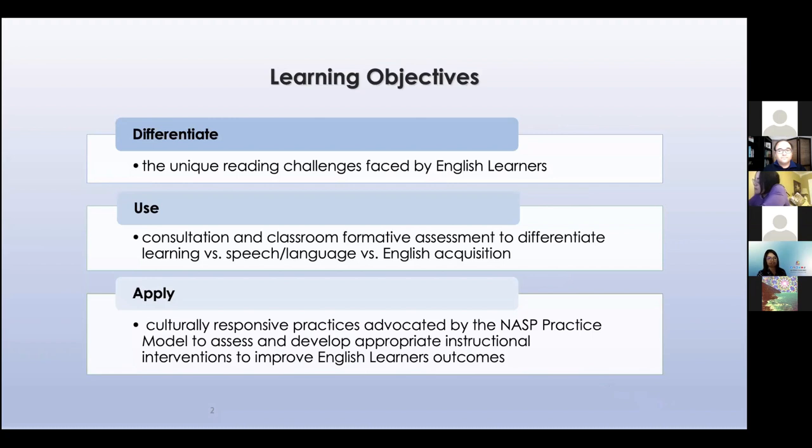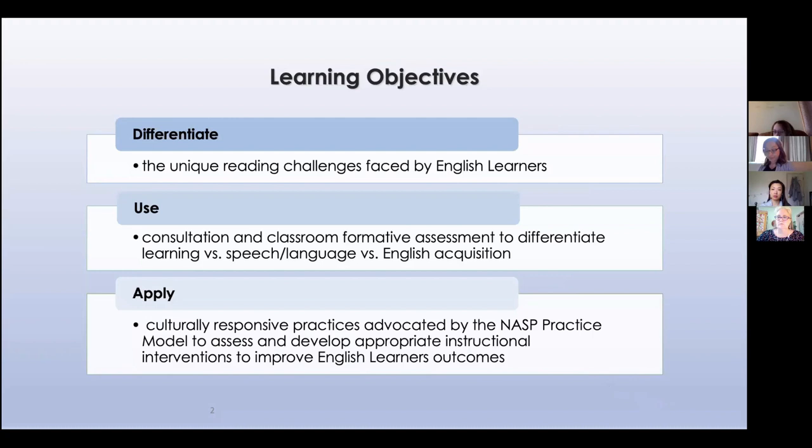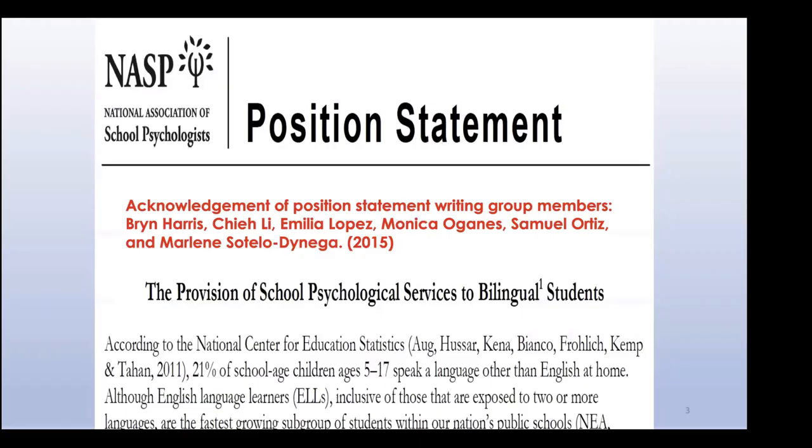Okay, so some learning objectives today. I talked about reading being the focus of this presentation, and we're going to use consultation with parents. I'm going to teach you what you are going to ask parents or what you are going to ask teachers. And then look at the classroom formative assessment that was done, or help and facilitate the teacher doing formative assessment, because we want to differentiate whether it's learning to read, or if it's a speech and language problem, or if it's English acquisition. Those blur and share commonalities, but at the same time, we as experts have to discern what it is. Is it one or the other? And then we want to apply our NASP model, which wants us to develop appropriate instructional interventions and then improve outcomes. So the idea being that we are culturally competent.